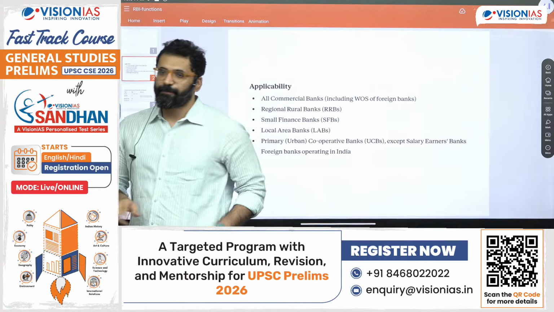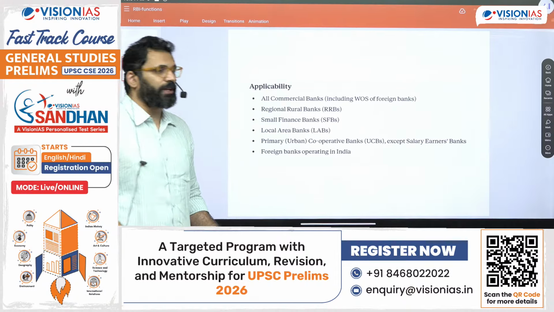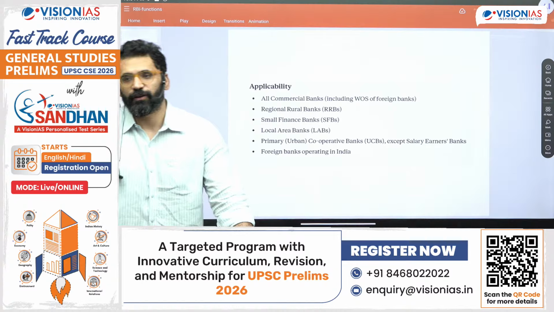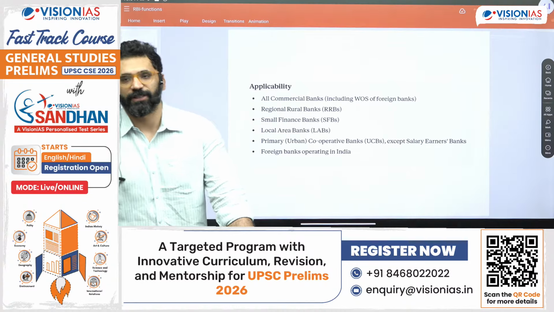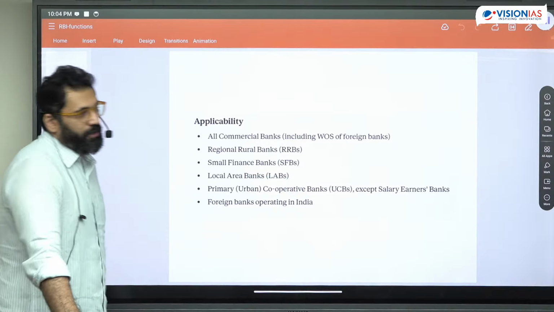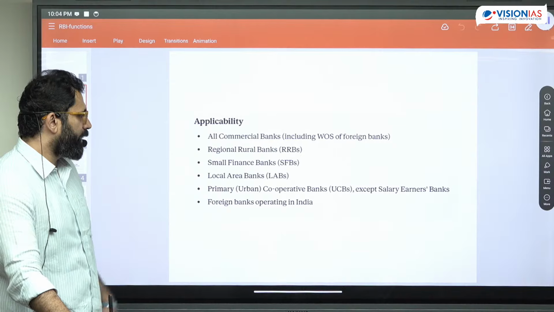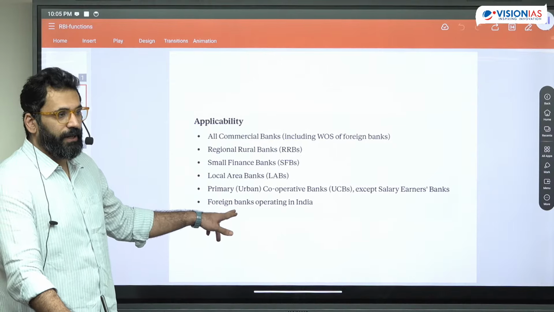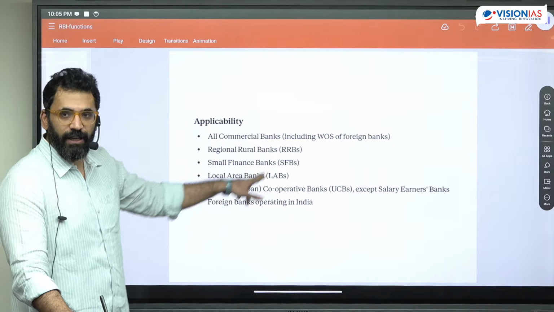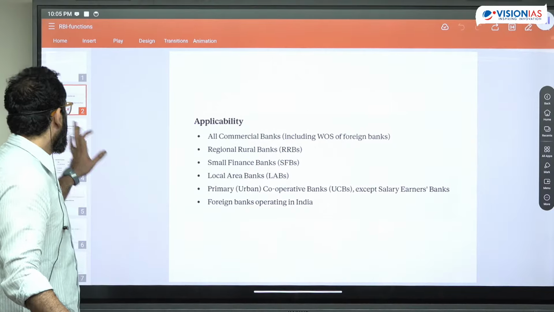First, this is the applicability of priority sector loans. It applies to commercial banks, including the foreign banks. Foreign banks, I told you, are mostly established through wholly owned subsidiaries, not through the bank branch-led mechanism. Regional rural banks, we just discussed, small finance, local area, primary cooperatives, and the foreign banks operating in India. This is bank branches operating in India, wholly owned subsidiary. These are the two forms of foreign banks in the country.